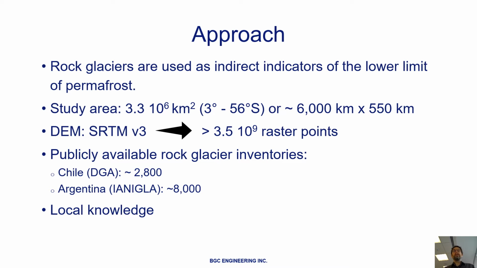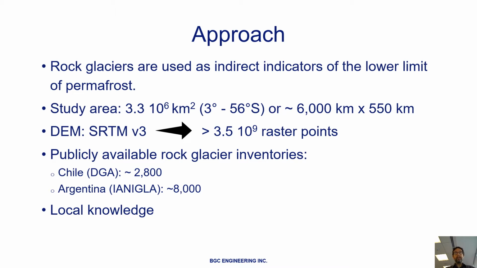So first of all, the approach that we were taking was to use rock glaciers as indirect indicators for the lower limit of permafrost, or at least for the presence of permafrost. This is an approach that's been used by others, so that's nothing new. And we know that rock glaciers do indicate where permafrost may be present within a mountainous setting.